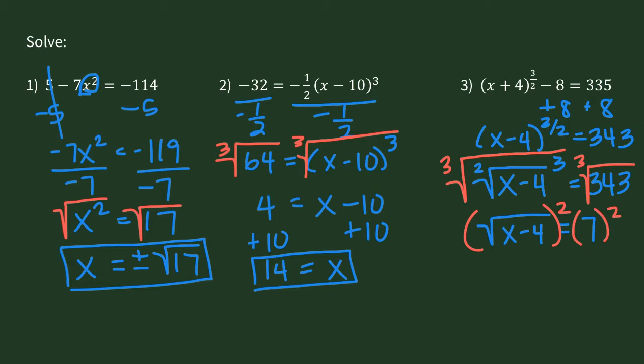When you square root something and square it, those operations cancel each other out, and we just have x minus 4. 7 squared is 49, and then now we can add 4 to both sides. 49 plus 4 is 53.